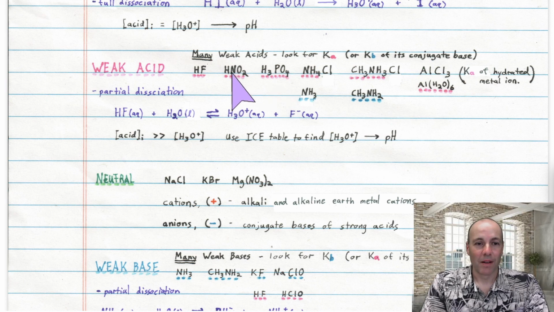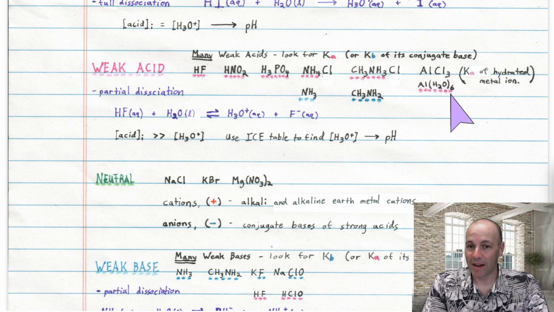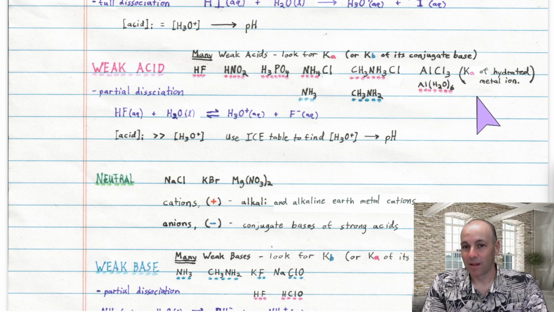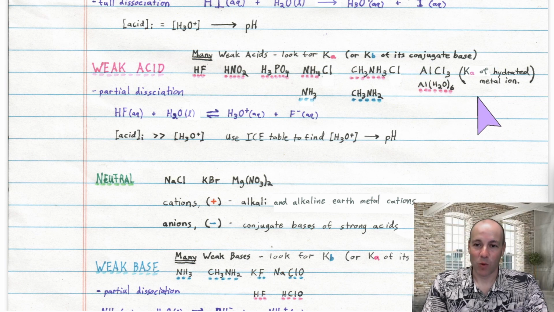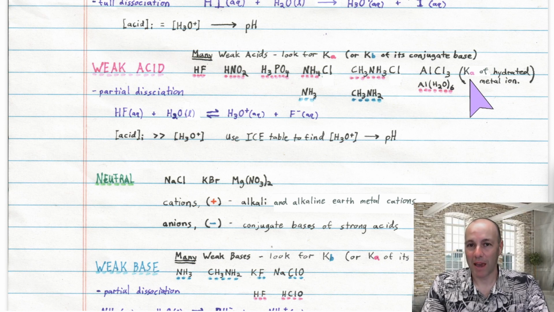So there are lots more weak acids. We even discussed some metal cations that complex with water, which can act as weak acids as well. You can look up the metal cations as weak acids video if you want to recall that.